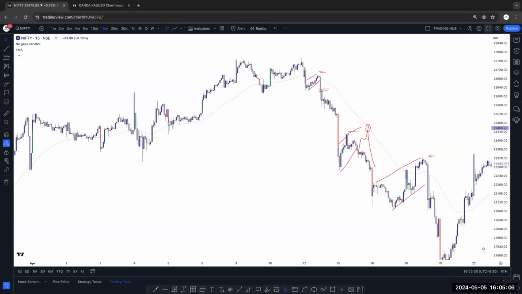Can you do a back test? No, sir. This time it is not possible. The time is already over.